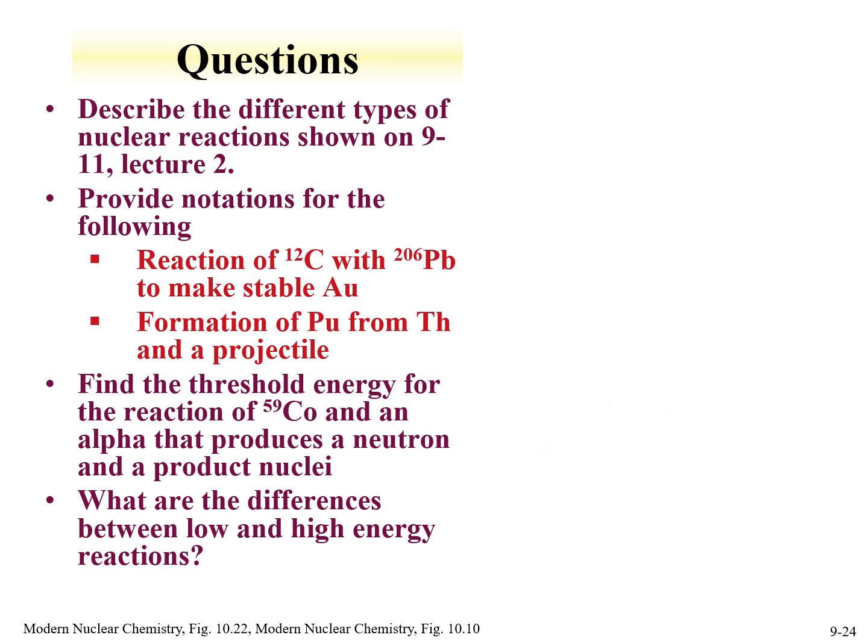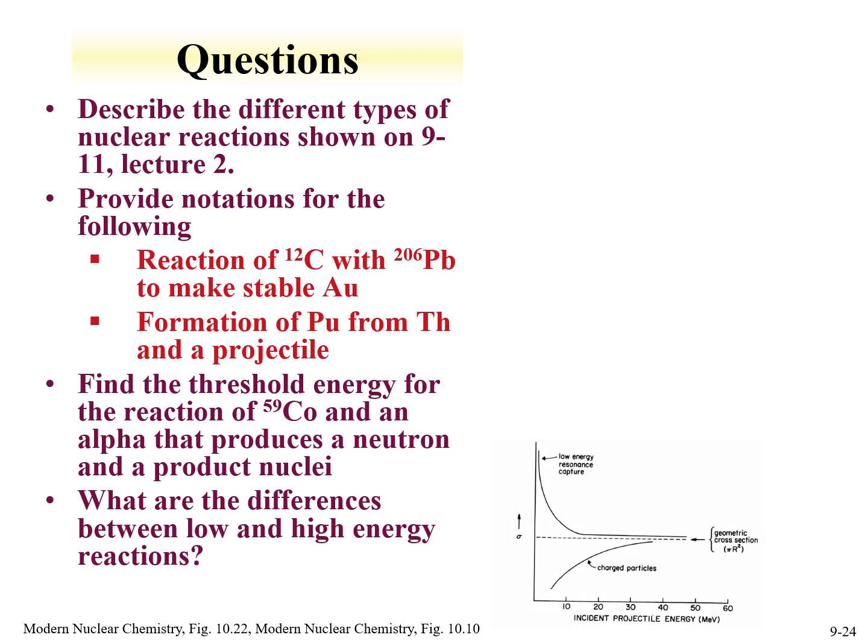And then what are the differences between low and high energy reactions? Well, one of the things with that depends upon what particles we're talking about. Often low energy neutrons have higher cross sections. They decrease and then they'll reach a constant value. Sometimes there won't be any cross section.